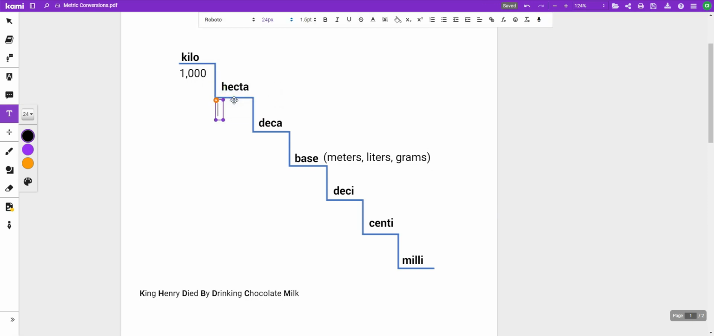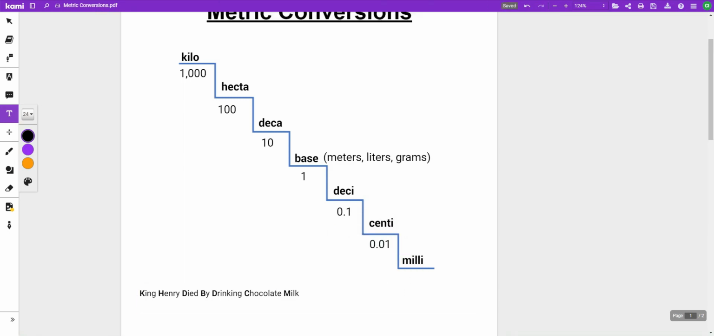As we go down the staircase, we're going to divide by 10, and that's what makes the metric system a lot easier to convert between than the standard system. So as you go down, you're going to divide by 10. So you've got kilo is 1,000, hecta is 100, deca means 10, base means 1. When you get down here at deci, you're going to get into the decimals. And so we're going to say a tenth or 0.1. Centi is going to be a hundredth or 0.01. And milli is going to be a thousandth or 0.001.